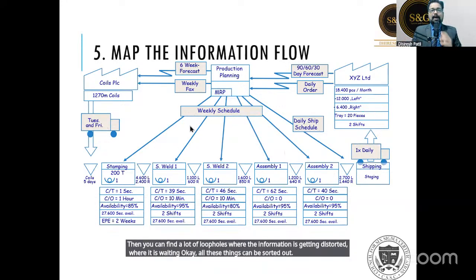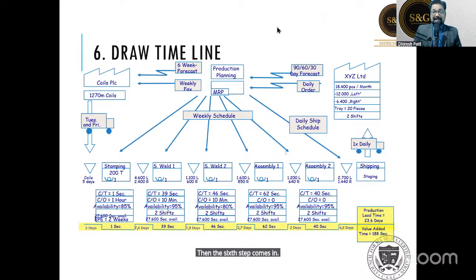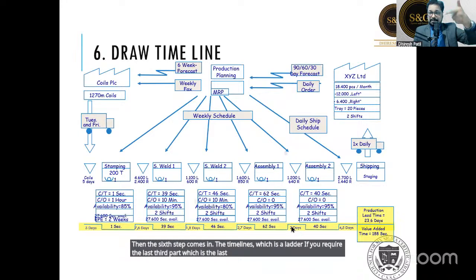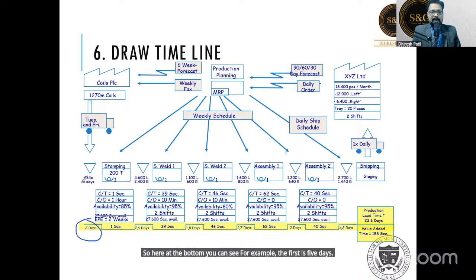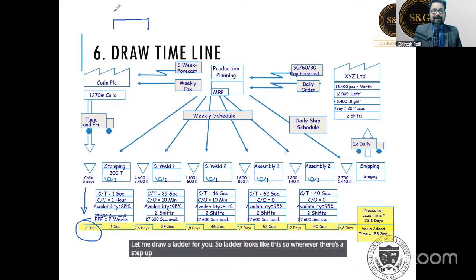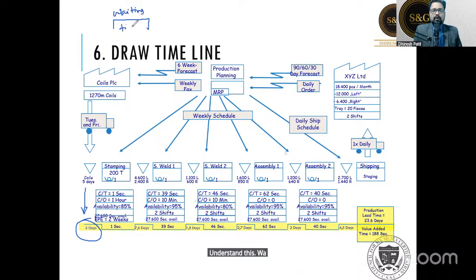Then the 6th step is the timelines, which is the ladder. First is the information, second is the material, and third is the ladder, the time ladder. Here at the bottom, you can see, for example, the first is 5 days, because this is a 5 day waiting time. Let me draw a ladder for you. So the ladder looks like this. Whenever there is a step up, that means there is a waiting time. Understand this? Waiting time.